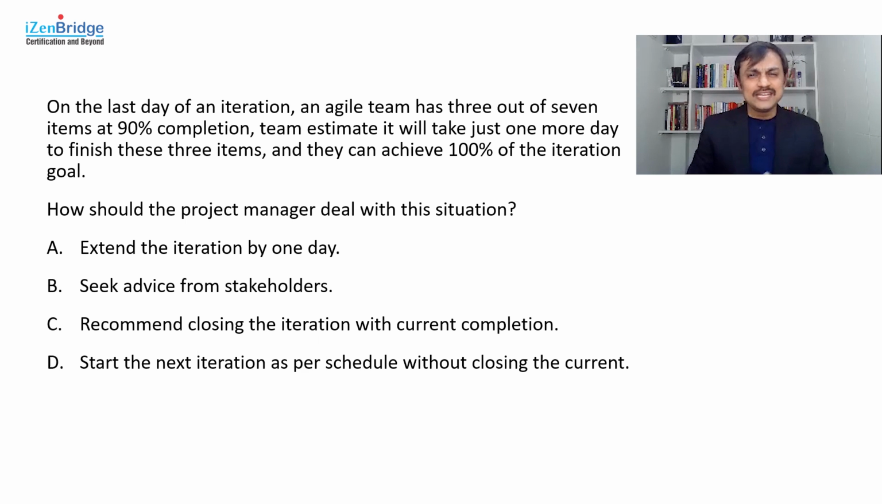You have a need of just 1 more day, and that can help your iteration goal reach 100%. Let's see what the options are. Option A, extend the iteration by 1 day. Option B, seek advice from stakeholders. Option C, recommend closing the iteration with current completion. Option D, start the next iteration as per schedule without closing the current.